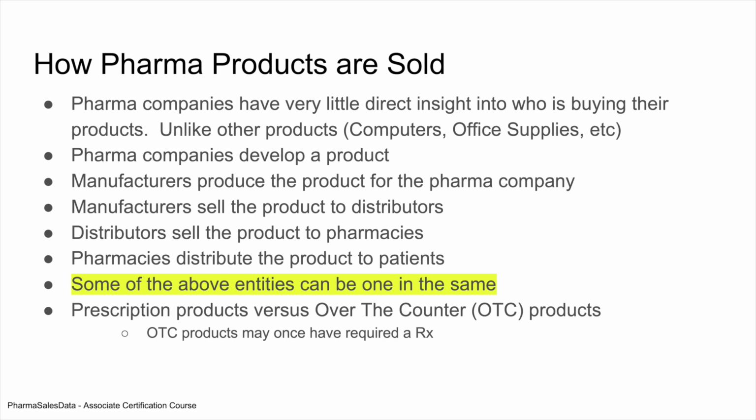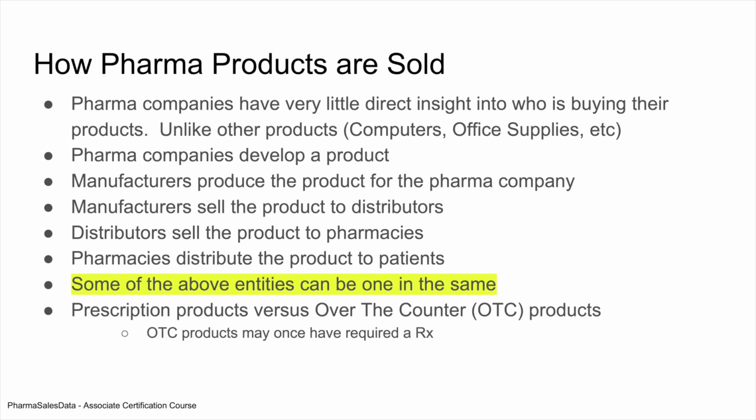How pharma products are sold. We discussed this briefly earlier. It's not like any other product out there. So if you were a sales associate that sold office supplies, like computers, paper, office supplies, you make the sale. You know you made the sale. You actually have your product delivered. You invoice the customer. They pay you net 30 or net 60, and you get your money that way. You know you made the sale. It doesn't work that way for pharma.